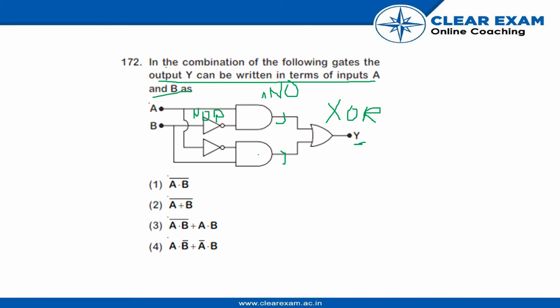So we can see from here that the correct option will be A dot B dash plus A dash dot B. So it will be the fourth. So the fourth option is correct.